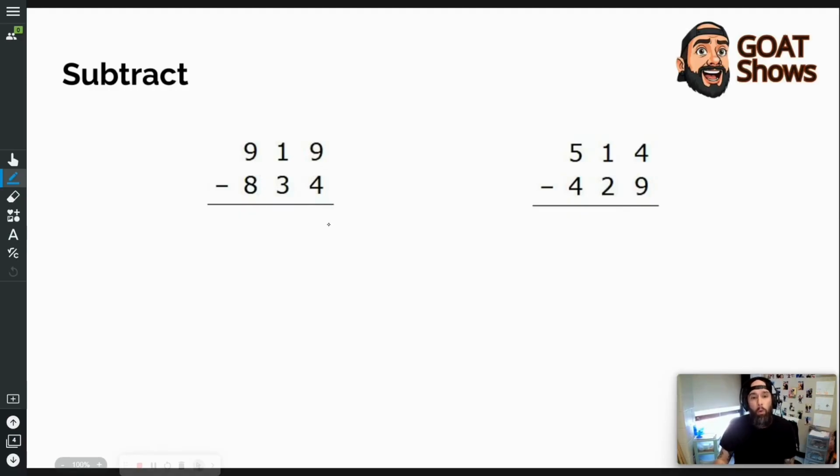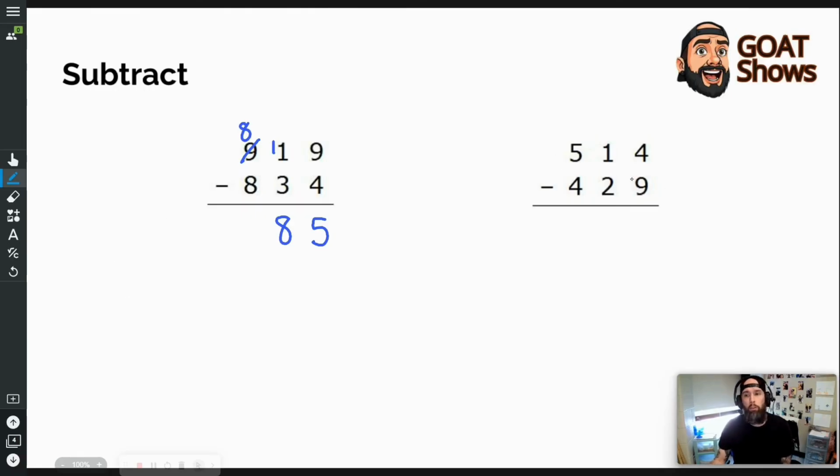9 minus 4 is 5. Easy peasy. 1 minus 3, I can't do it because 1 is smaller than 3. So I'm going to borrow 1 from 9 and turn 9 into 8. So 1 becomes 11. 11 minus 3 is 8. Now I move to the next one. 8 minus 8 is nothing. So I'm going to just end up with 85 as my answer. Okay? Let's do it again.